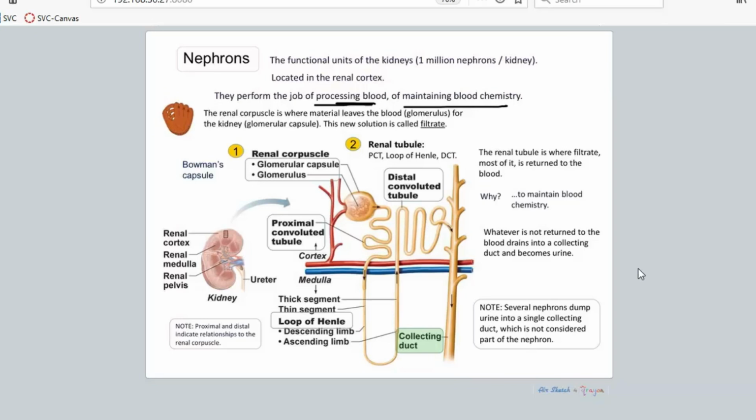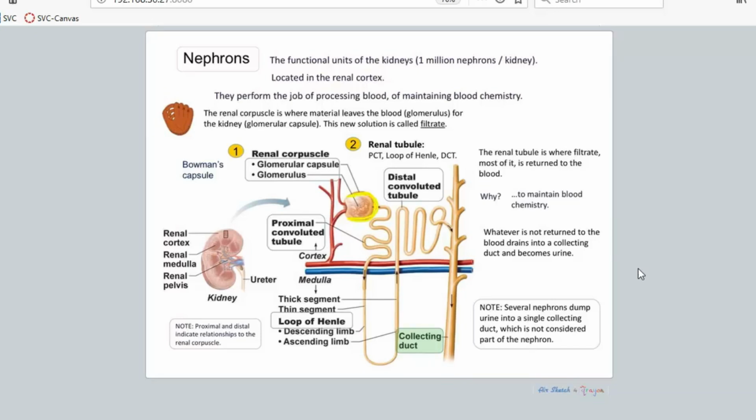So the first part of the nephron is called the renal corpuscle here. And the renal corpuscle is composed of two different parts. One of those is called the glomerulus. And what the glomerulus is, is this capillary bed that you see inside of there. And that capillary bed is where fluid is going to be removed from the blood. The second part of the renal corpuscle is called the glomerular capsule.